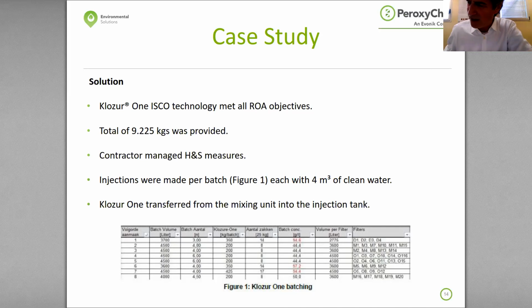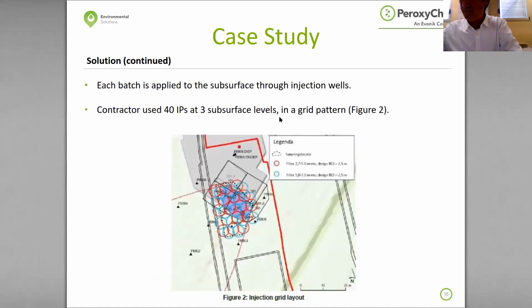The injections were made per batch, as outlined in Figure 1, and in the injection plan, there were several different concentration batches provided. A typical batch contained 4 cubic meters of clean water, into which a specified amount of closure 1 was added. And from the mixing unit, the proper solution was then transferred into the injection tank. As each batch of injectable solution is mixed together, it's then applied to the subsurface through existing injection wells. In total, the contractor used 40 injection points at 3 different subsurface levels in a grid pattern with a center-to-center distance of 2 meters, as seen here in Figure 2.